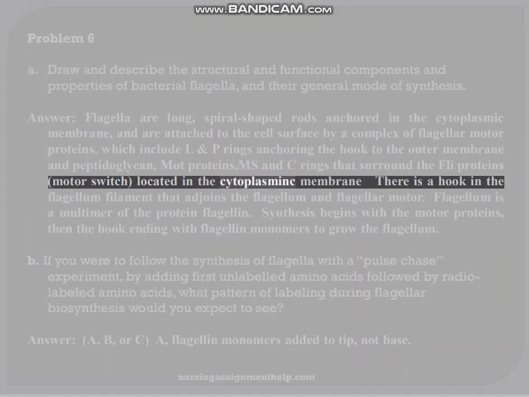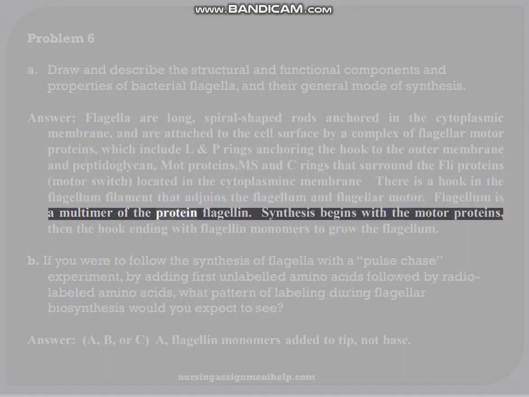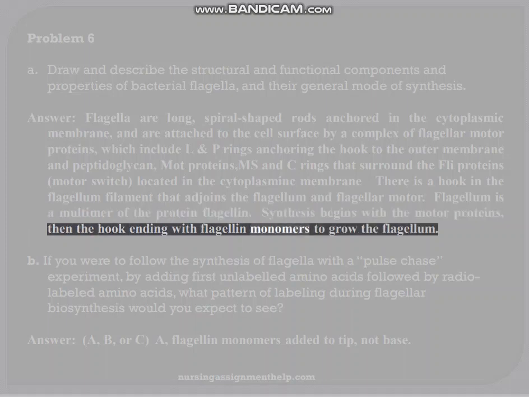Located in the cytoplasmic membrane, there is a hook in the flagellum filament that adjoins the flagellum and flagellar motor. Flagellum is a multimer of the protein flagellin. Synthesis begins with the motor proteins, then the hook, ending with flagellin monomers to grow the flagellum.